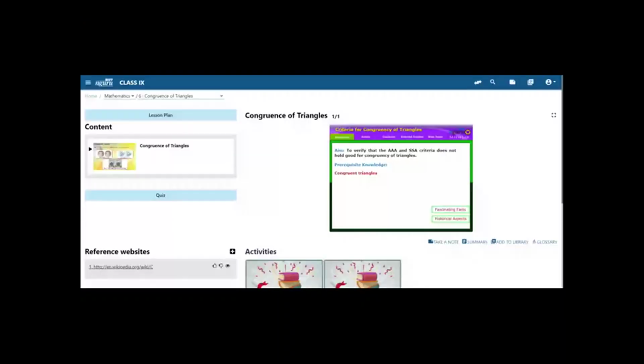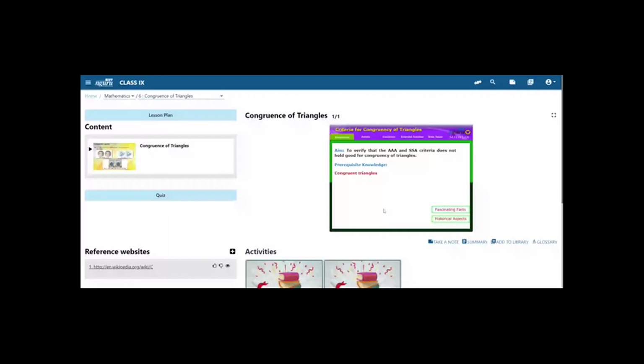I'll show you a video on congruency. Have I shown you? No, ma'am. Do you want to see? Yes, ma'am. All right. Congruency of triangles. I'll share my screen. One minute. Can you see?